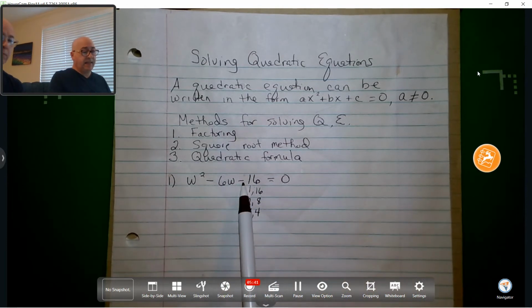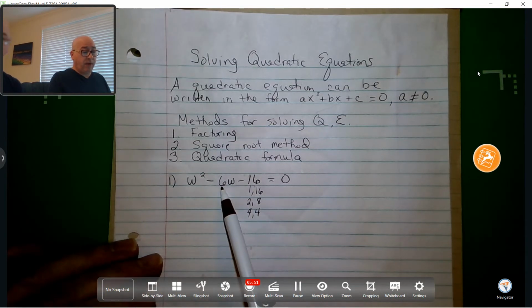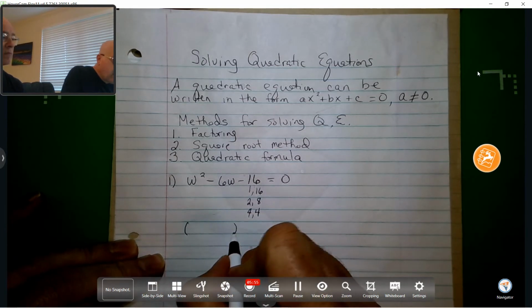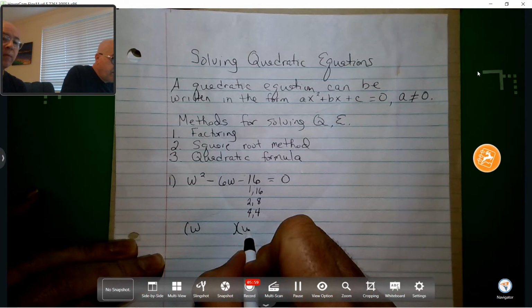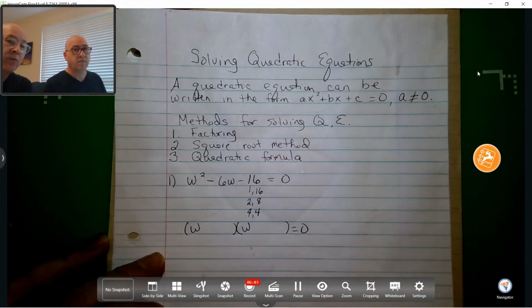The second sign is minus, so that means we need a plus and a minus. A positive times a negative to get a negative 16. And then we need the outer and inner terms to add together to give this middle term. So let's get started. You're trying to create a FOIL problem that when FOILed out will give you back W squared minus 6W minus 16. Remember what you're trying to do.